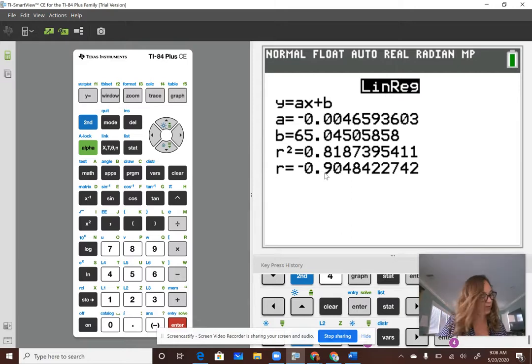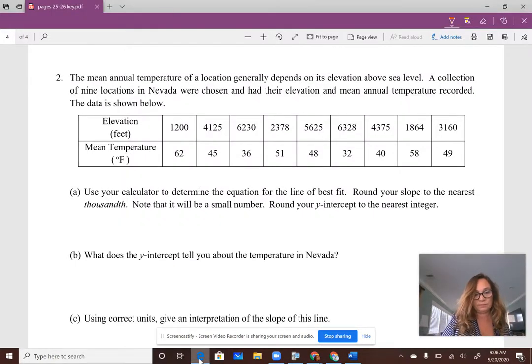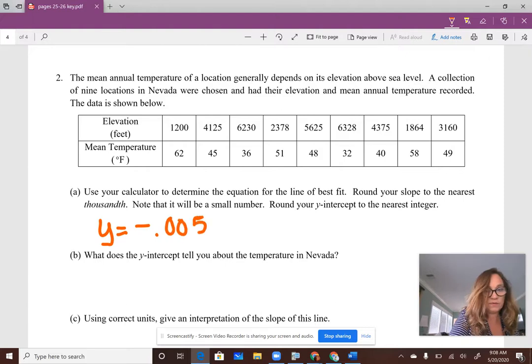All right, so here we go. I'm going to copy this onto my paper. So I get y equals negative 0.005, because they want it to the nearest thousandth, x plus 65.